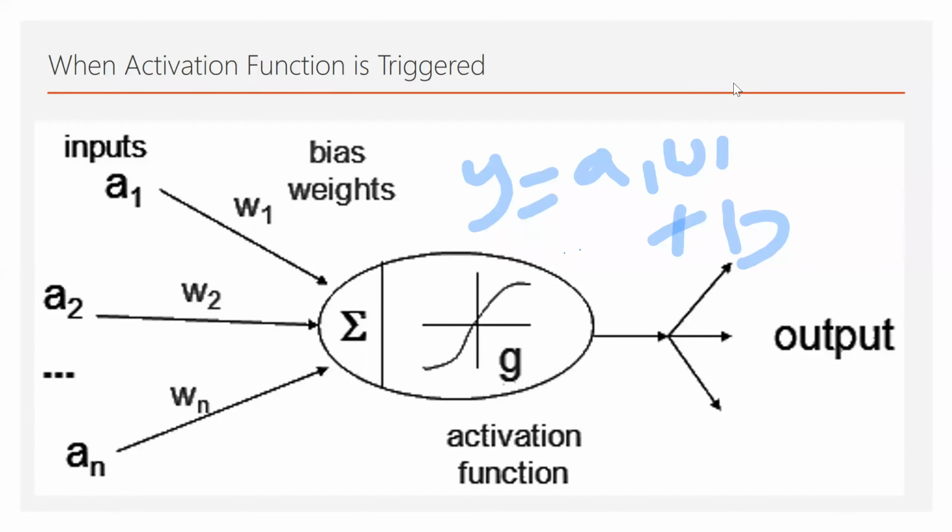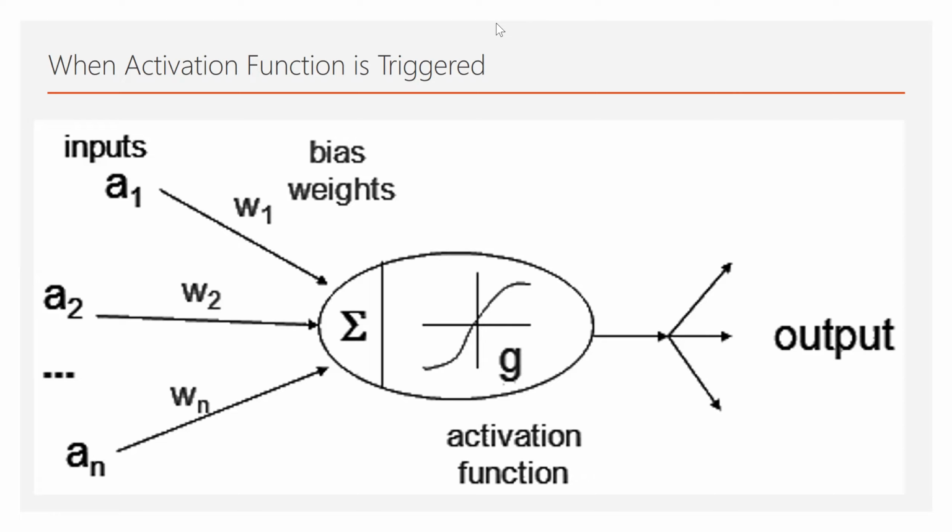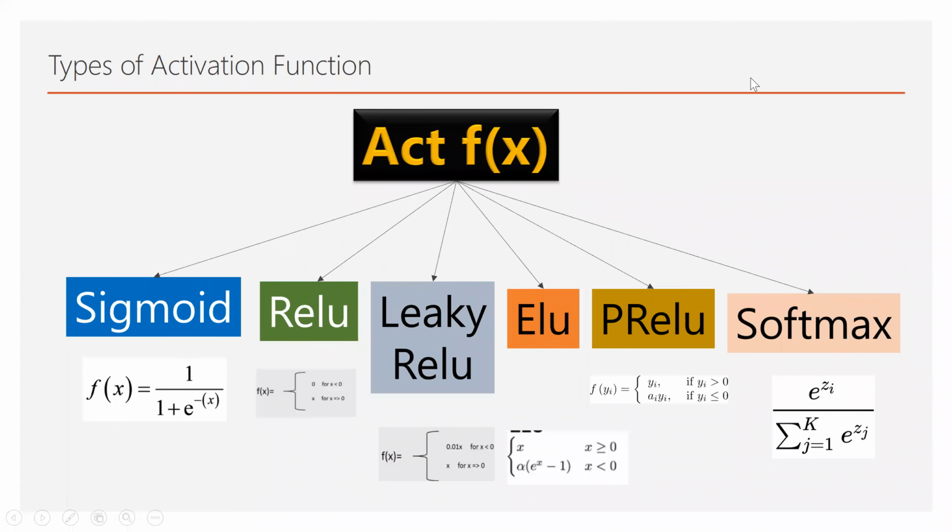Okay, now we'll move to our next slide. This is our next slide, which is types of activation functions. We have different types of activation functions like sigmoid, ReLU, leaky ReLU, eLU, PReLU, softmax, swish. I have not added some others, like we even have other activation functions like tanh, softplus. So we have n number of activation functions.